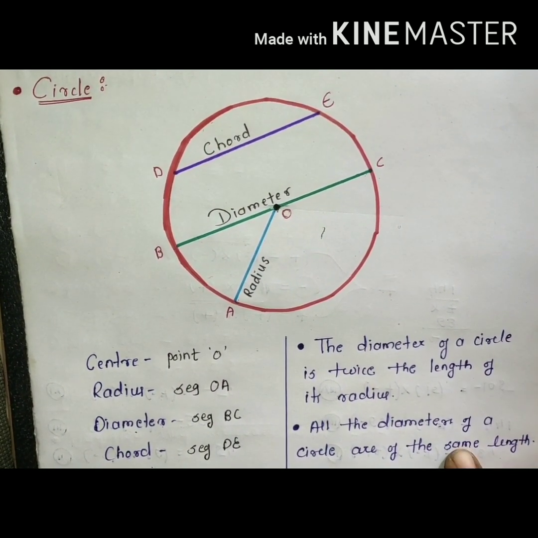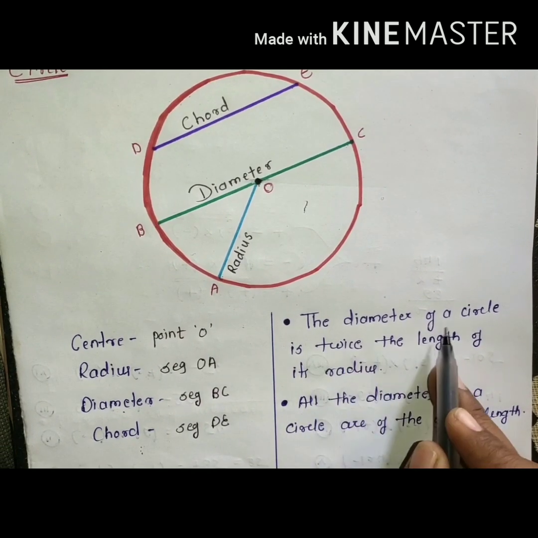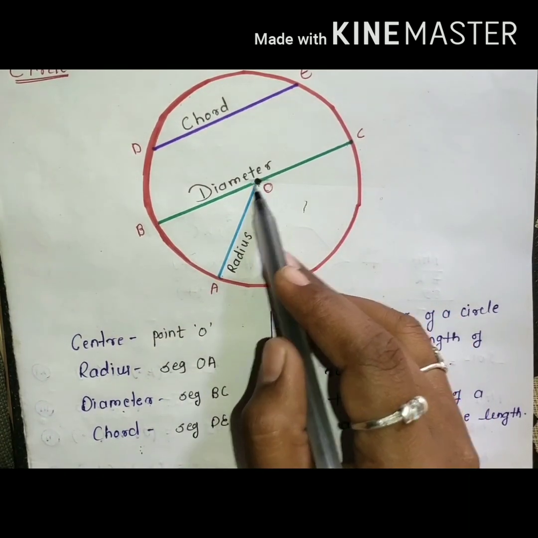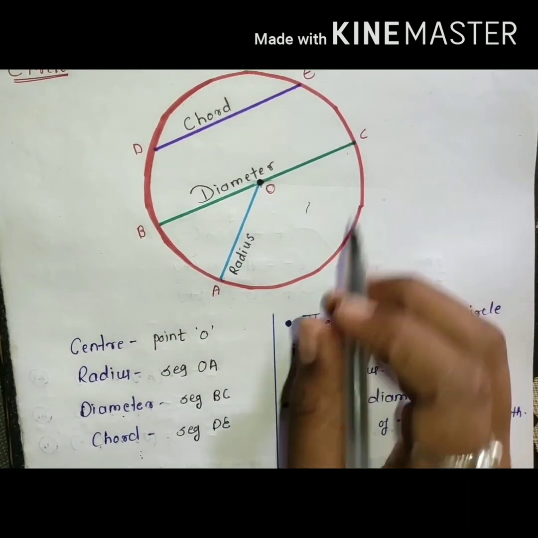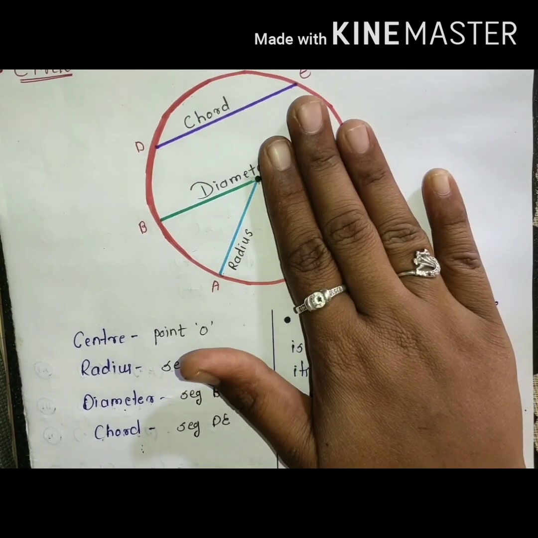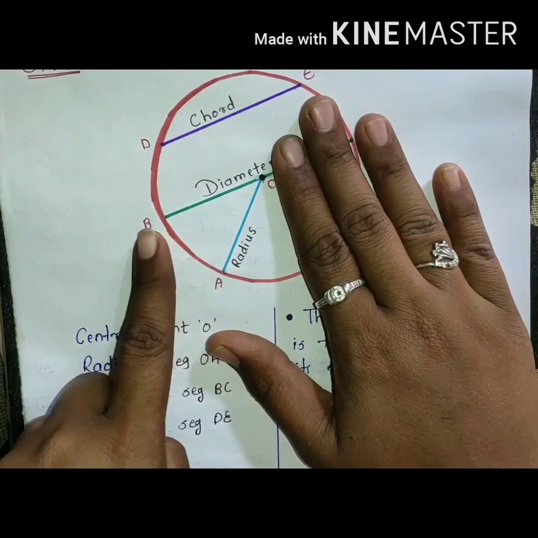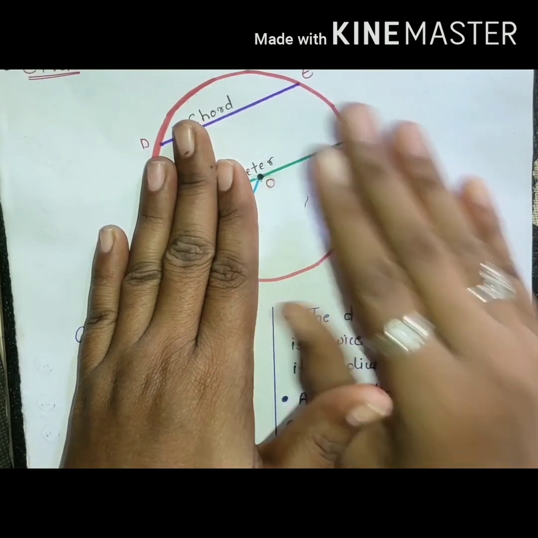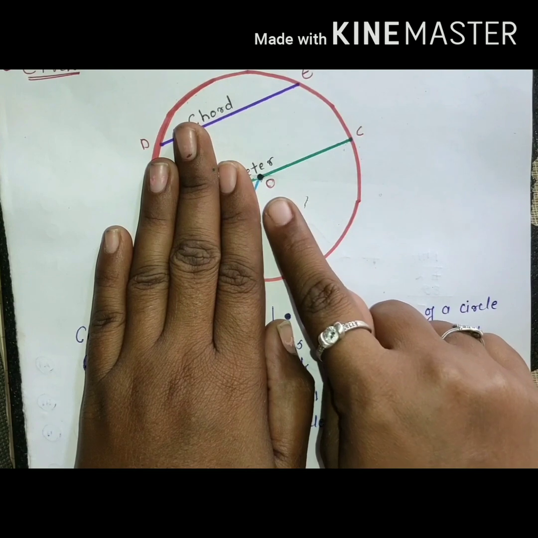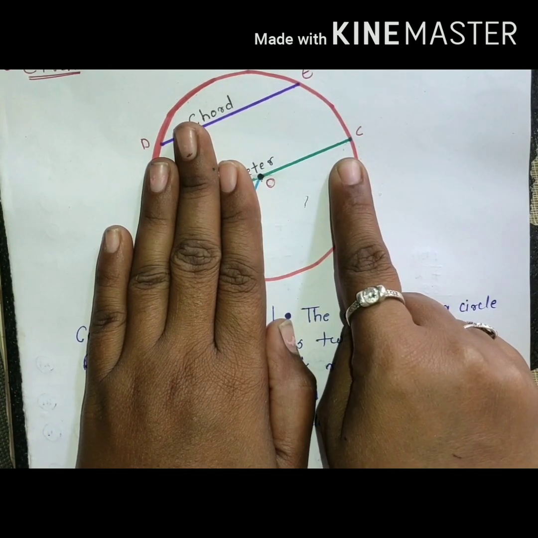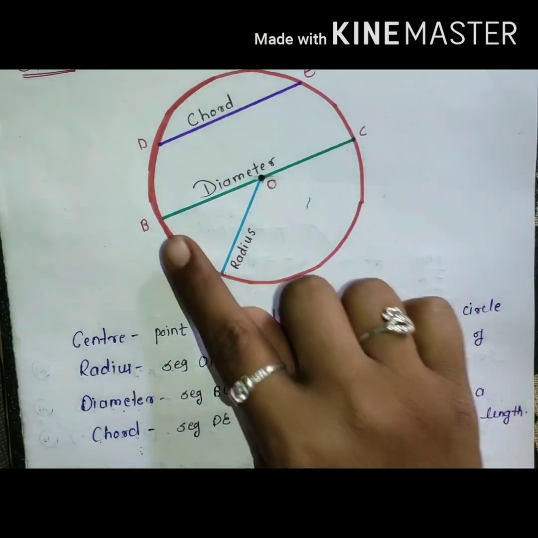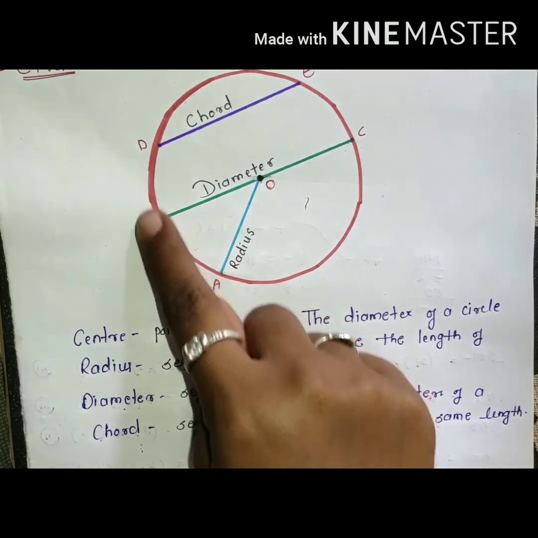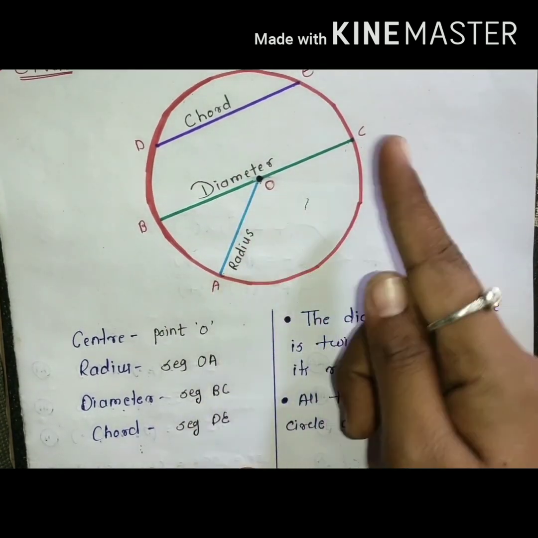Now there are two properties. What is the first property? The diameter of a circle is twice the length of the radius. As you can observe, if I consider this segment OB, this is the radius, yes or no? Yes. Again, segment OC is also a radius. That means there are two radii in one diameter. That means the diameter is twice the radius.